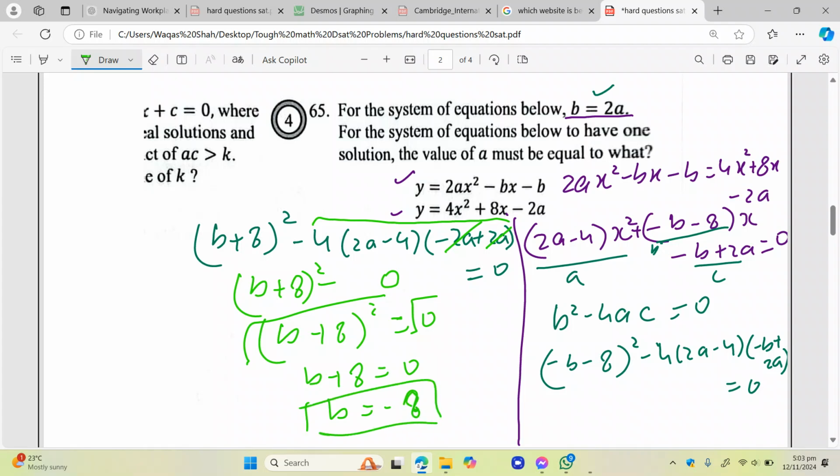So this is the solution. This is what we have to find. What is value of a, right? So if b is minus 8, you can plug this in this equation. B is equal to 2a, right? So it's minus 8 is equal to 2a, then a is equal to minus 4, so a is minus 4.